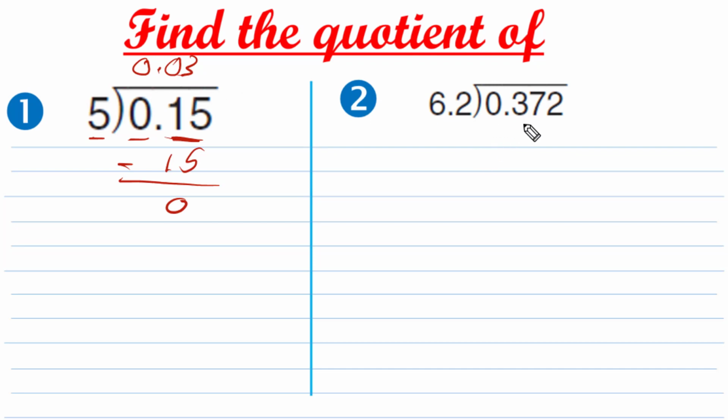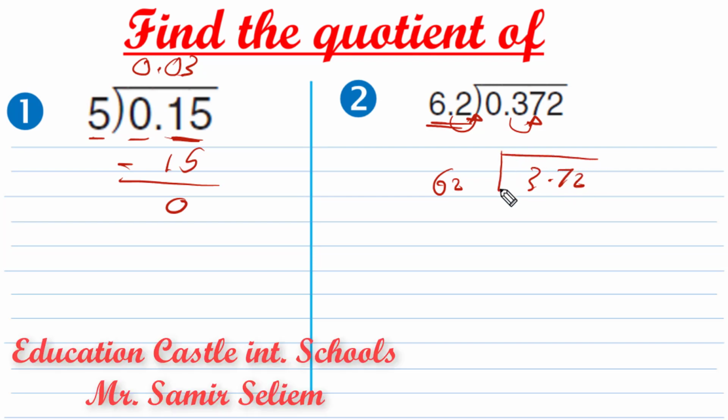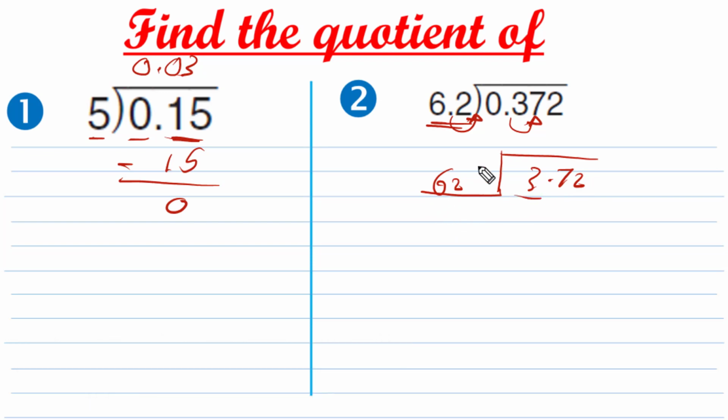Next, 0.372 divided by 6.2. You have to write 6.2 as a whole number, so it will be 62. Just move the decimal point to the right one decimal place and move the decimal point one decimal place in the dividend. We get 3.72. Now it will be 3.72 divided by 62. You have to try. 3 divided by 62 doesn't work, write 0. Insert the point, it will be 37 divided by 62, it doesn't work, write 0.